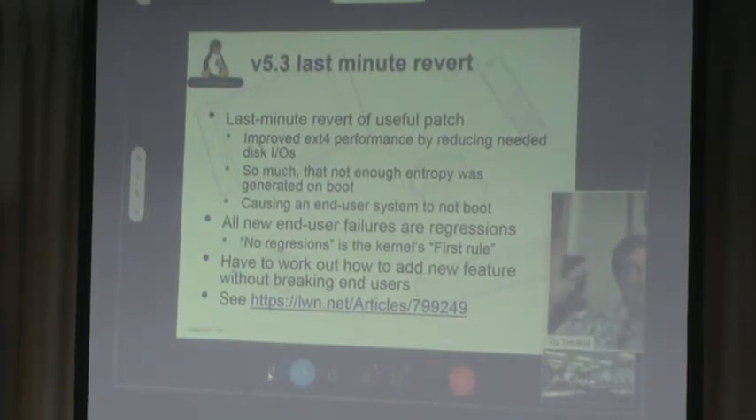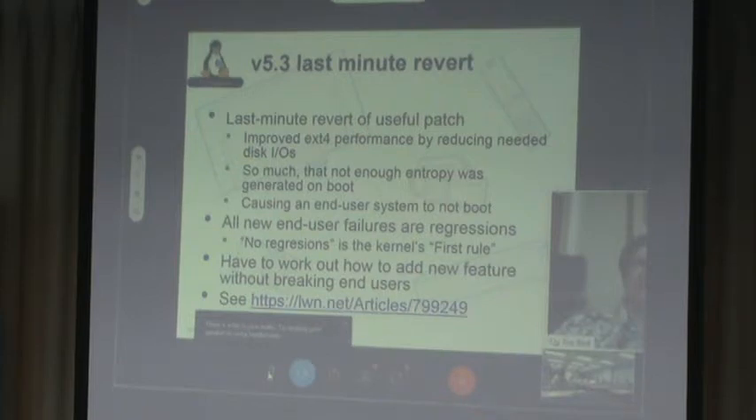But this patch improved EXT4 performance by a pretty good amount, and it reduced the needed disk IOs. The patch was so good at improving performance that there was not enough disk IO during the boot process to generate the entropy that's used for the random number generator. So all these systems in the Linux kernel are kind of interrelated. There was not enough disk IO because the patch was too performant, I guess. And the lack of entropy actually caused an end user system to not boot.